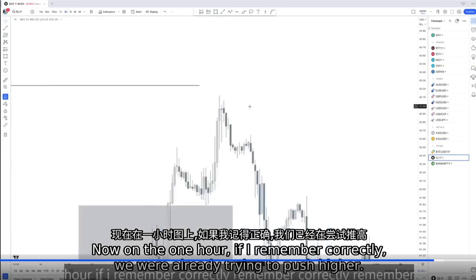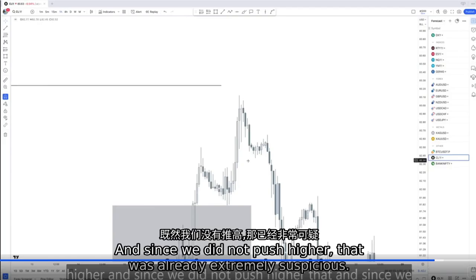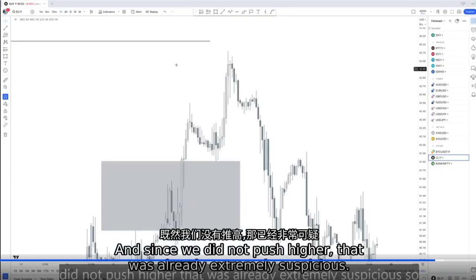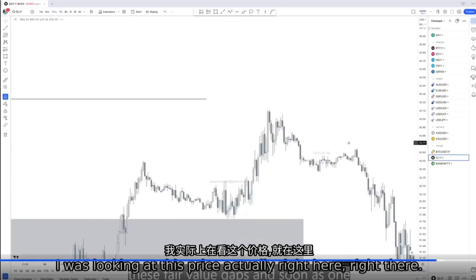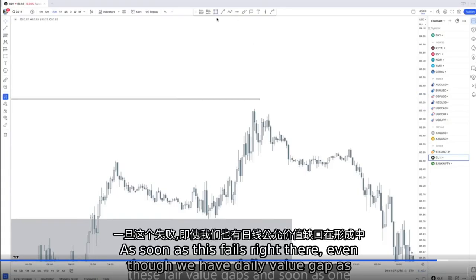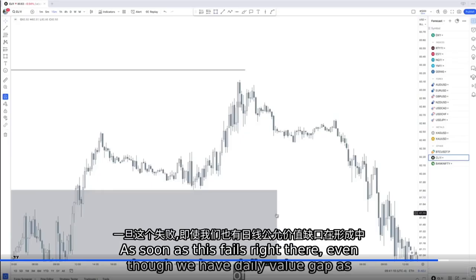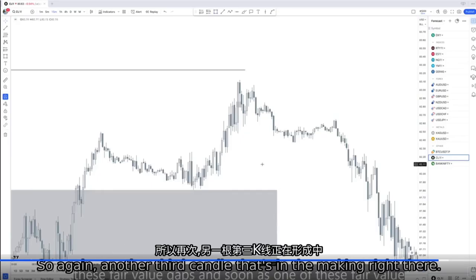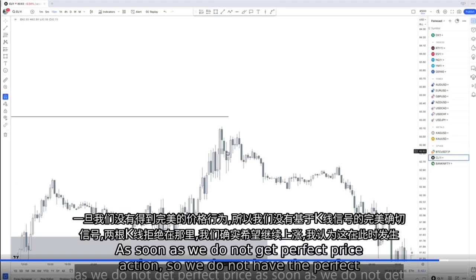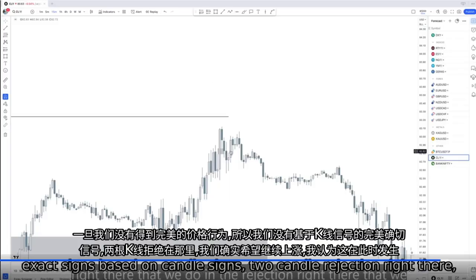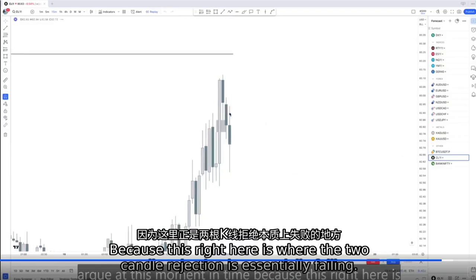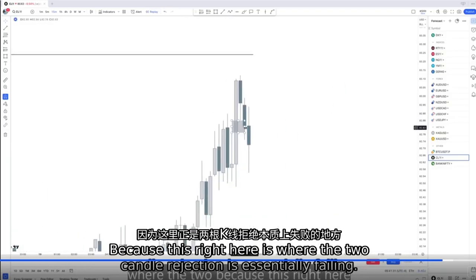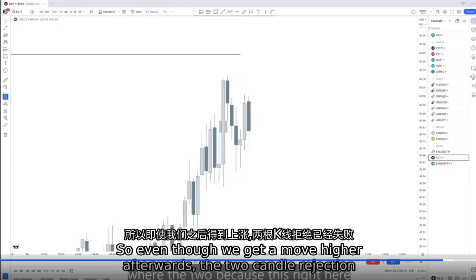Now on the 1 hour, if I remember correctly, we were already trying to push higher. And since we did not push higher, that was already extremely suspicious. So as soon as one of these fair value gaps, and I believe it was 50 minutes, I'm not sure, I was looking at this price action right here. As soon as this fails right there, even though we have daily value gap as well in the making. So again, another third candle that's in the making right there. As soon as we do not get perfect price action, so we do not have the exact signs based on candle signs, 2 candle rejection right there, that we do want to continue higher, which happens, I would argue, at this moment in time, because this right here is where the 2 candle rejection is essentially failing. So even though we get a move higher afterwards, the 2 candle rejection already failed.